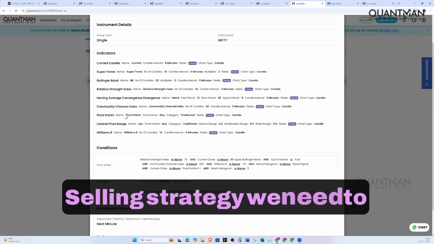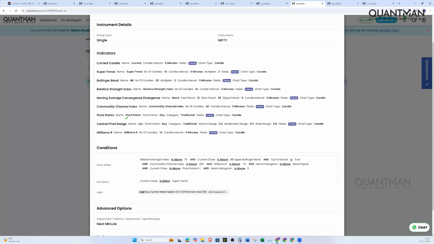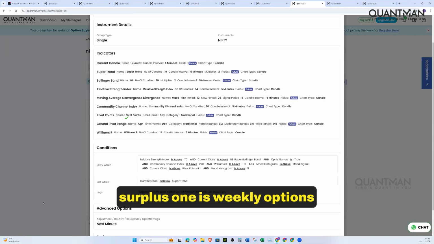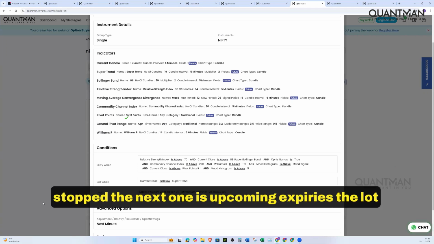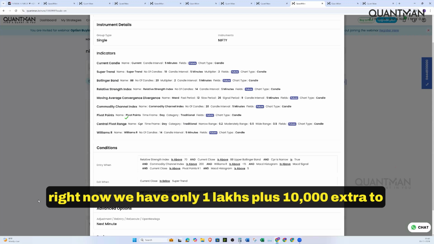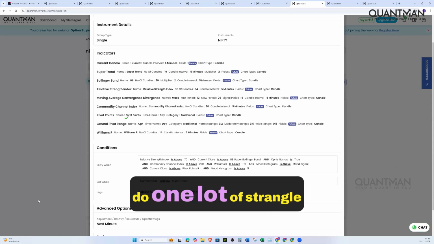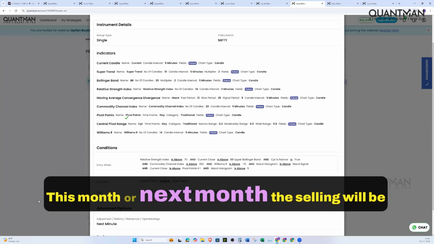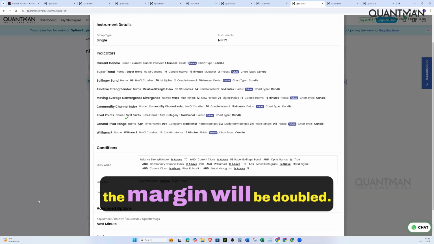For the selling strategy, we need to work on it. First, you need to add 250. Also, the NSE has now issued two circulars. One is that weekly options are stopped. The next one is about upcoming expiries. The lot size has increased. For selling right now, we need only 1 lakh plus 10,000 extra to do one lot of strangle or straddle. After this month or next month, the margin will be doubled.